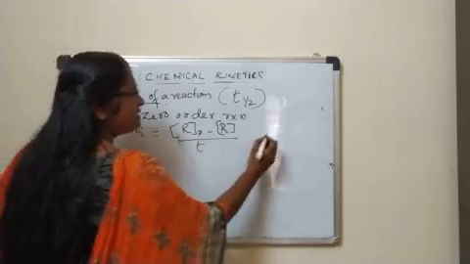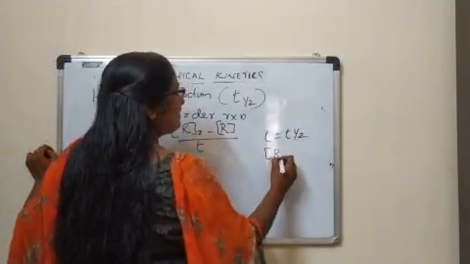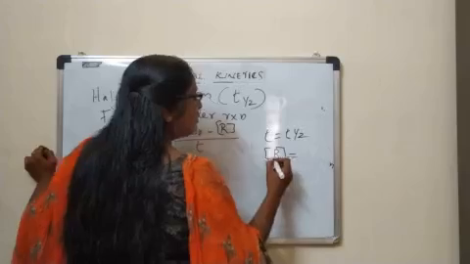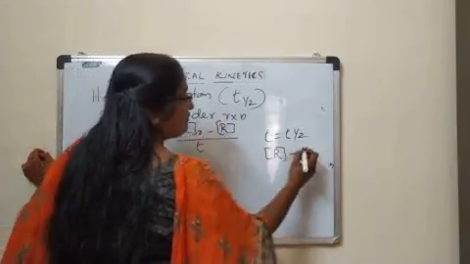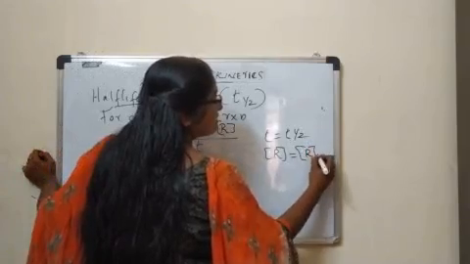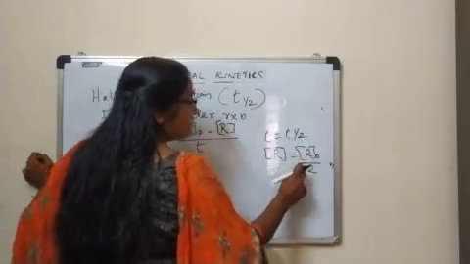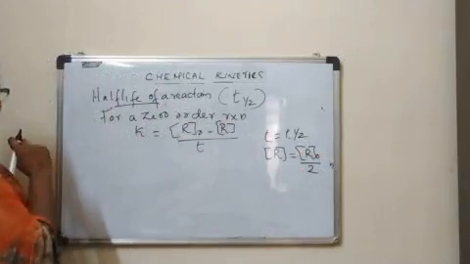So at time t equal to t half, the concentration of the reactant R, the concentration at time t, will be reduced to one half of the initial amount. Initial amount is R0, so it is R0 by 2. That is, at t equal to t half, R is equal to R0 by 2, which is half of the initial amount.